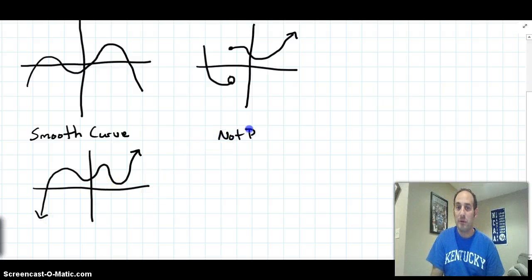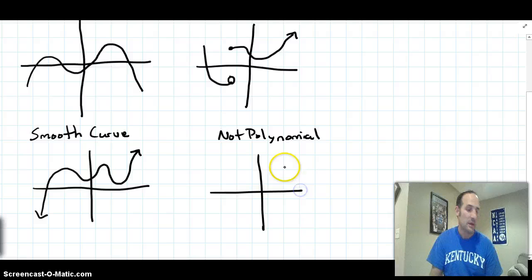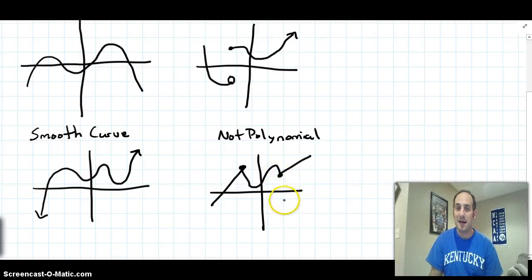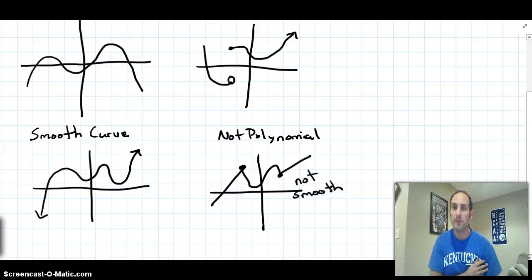This one's not a polynomial function. You can think of something like an absolute value, which would not be a polynomial because it comes to a point. The fact that it has specific points where it comes to a point and changes direction means it's not a smooth curve. So we'll just write that in there: it's not smooth. We want it to be smooth in order to be a polynomial. So those are some of the basic things with the graphs on those.